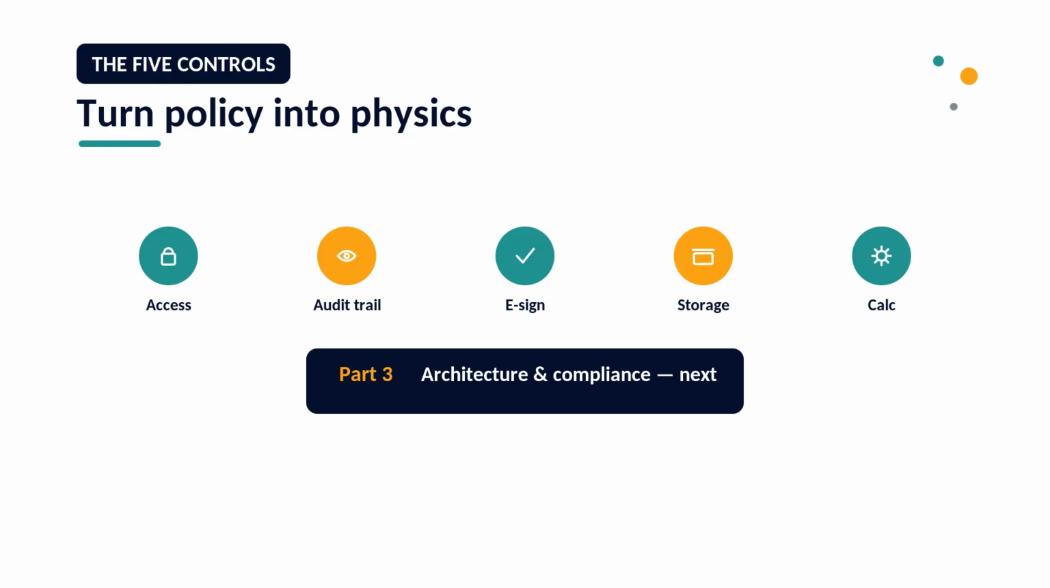In Part 3, we'll look at architecture, how a central client-server system makes every one of these controls the default instead of a daily chore, and why that's a data integrity decision, not just an IT one.